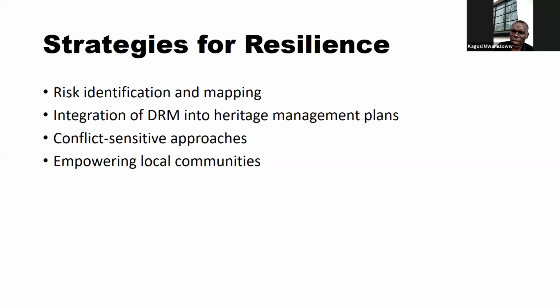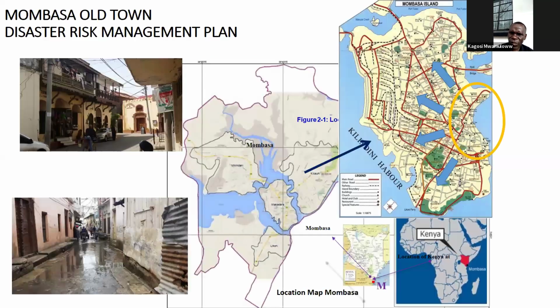So it is always important to make sure that you integrate disaster risk management into the conventional heritage management planning. Then what is also important to note, in terms of strategies for resilience, is that conflict-sensitive approaches are encouraged. Then there is also the empowerment of local communities. If you don't empower local communities, they're likely to get involved in destruction of our heritage. Next slide.